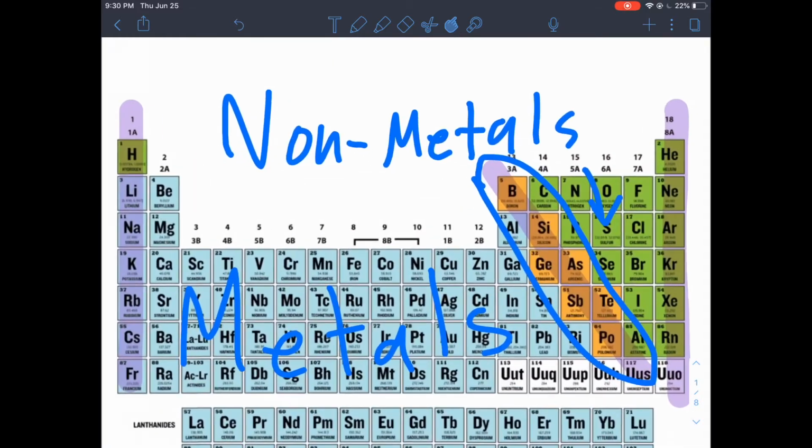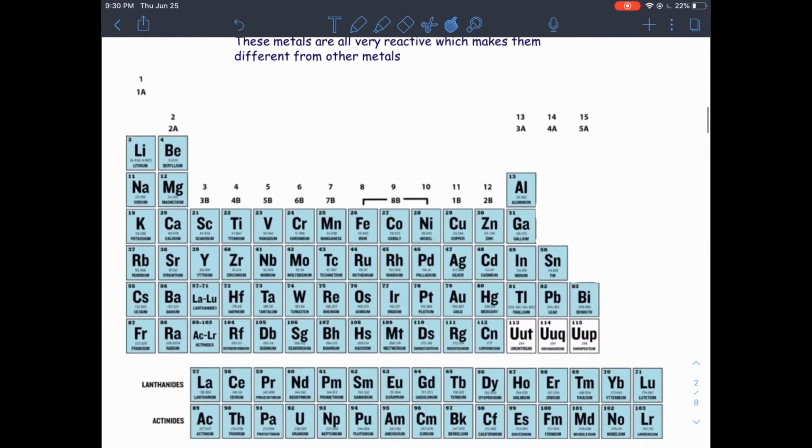The horizontal rows on the periodic table are called periods, and each next element has one more proton than the previous element. Now we will go over some different trends on the periodic table.